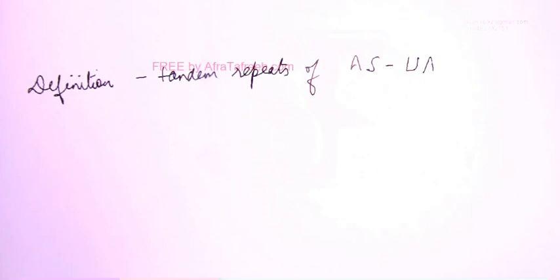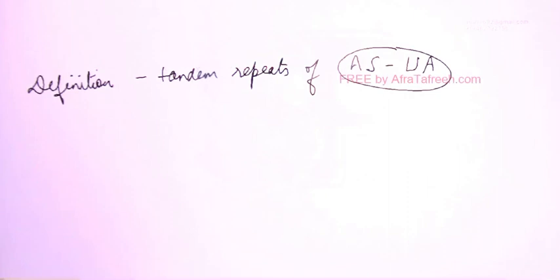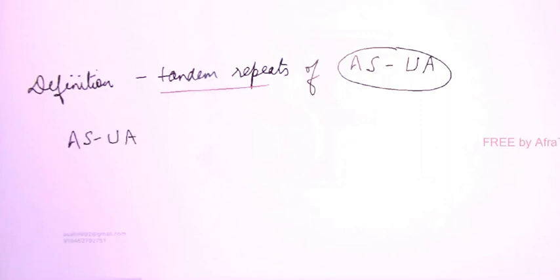Now, the definition of GAGs, I'm going to write a very simple definition. I'm going to write tandem repeats. They are tandem repeats of two different things because they are heteropolysaccharides, two different things. And they are tandem repeats of ASUA. I have written the short form, the full form I'll be telling later. But first understand tandem repeats. What do you mean by tandem repeats? One thing is repeated again and again. That is tandem repeat, repeated one after another. Now ASUA is repeated again and again, one after another, like this. ASUA.